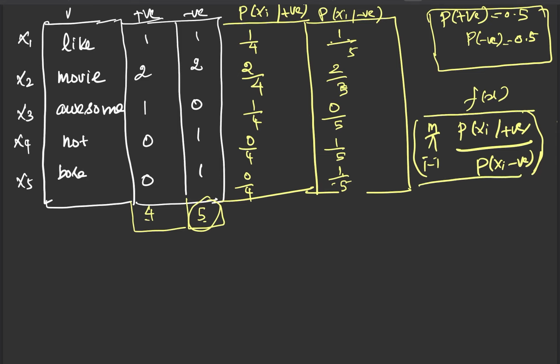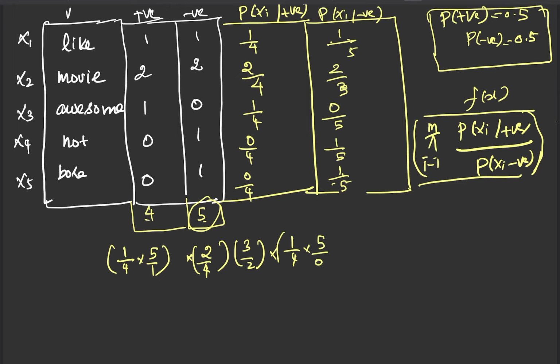Now, what we need to do is just calculate these probabilities. For the first word, what is the ratio? 1 by 4, and then for the negative class it is 1 by 5, and for the next one, second word, it is 2 divided by 4, which is divided by, and here it becomes 1 by 4. When I do this calculation, it becomes 5 divided by 0. So, there is an issue.